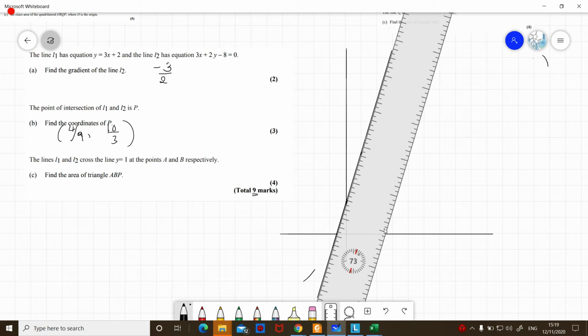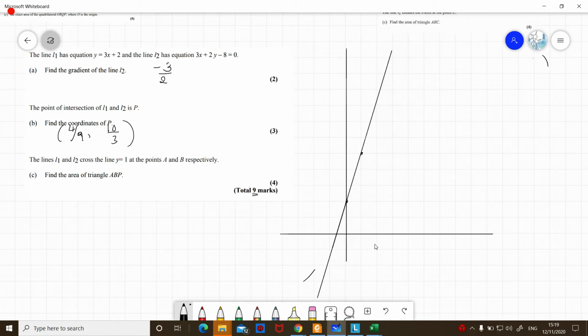So our line would go up like that. Now drawing the other line, which is 3x plus 2y minus 8. We can rewrite that as 4 minus 3 over 2x equals y. That means it crosses at 4. So if you think about it as 1, 2, 3, 4, it crosses at this point.